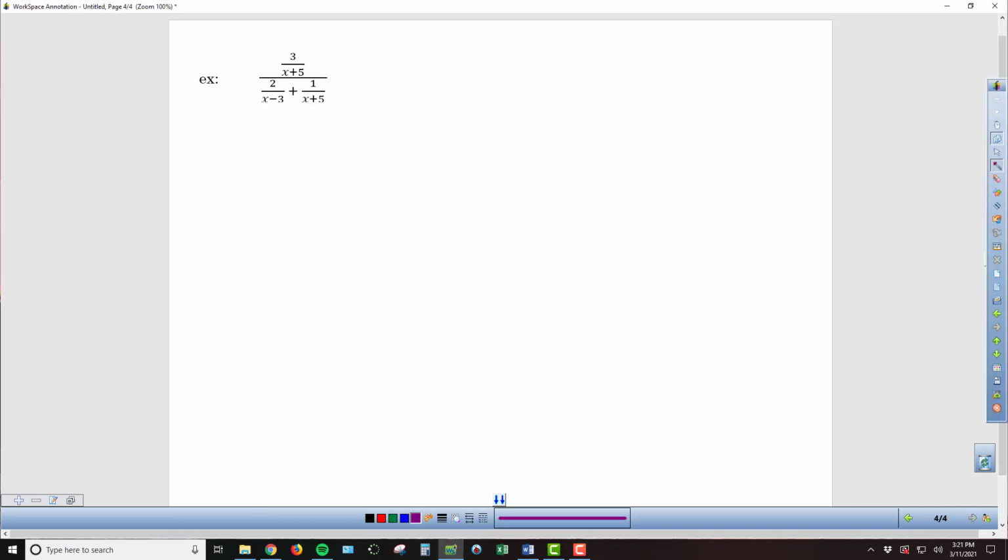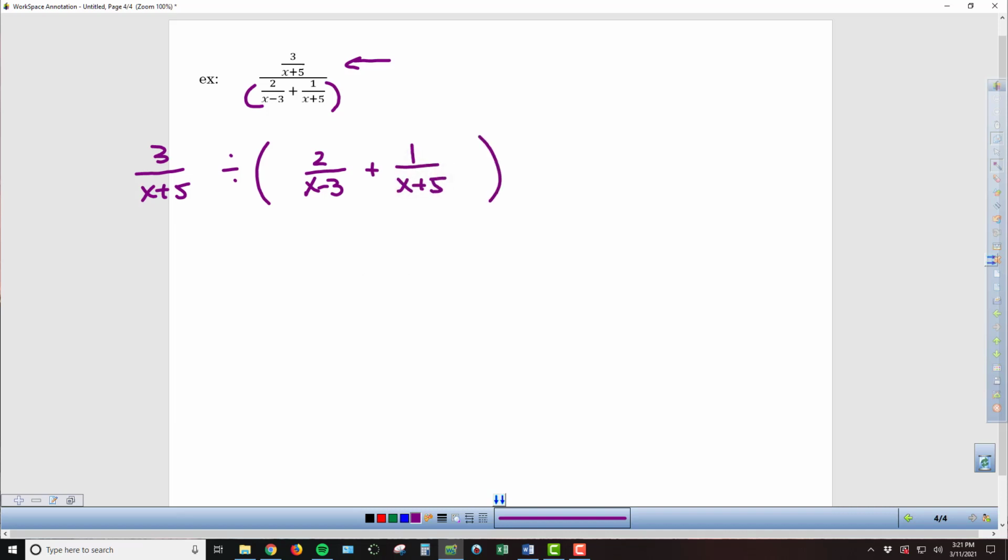In our final example, the numerator doesn't really have anything for us to do, so we can just leave that as 3 over x plus 5. But then that's going to be divided by this whole denominator here. So we've got 2 over x minus 3, and then plus 1 over x plus 5. And so we're going to have to add those two fractions together before we can do the division step.